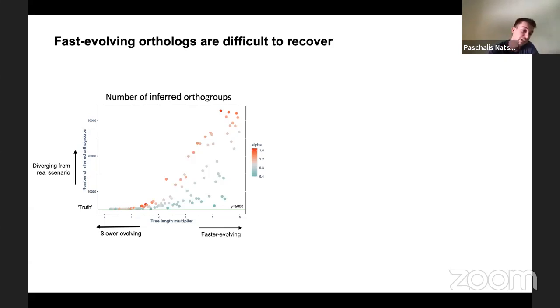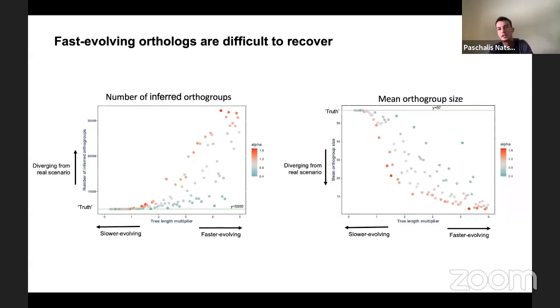And we see that on the left hand of the graph, where the smaller multipliers are, the slower evolving simulations, orthology prediction was very successful in recovering the correct number of orthogroups, the 5,000. However, moving to the right part of the graph, in the faster evolving simulations, we see that not only do we start diverging from the expected 5,000, but also that the alpha parameter starts to play an important role in the result for a given specific multiplier. Looking at the mean size of the orthogroups, we see that this very quickly starts falling from the expected 57 towards much smaller sizes. So orthogroups start to get split up more and more as the underlying genes become faster and faster evolving.